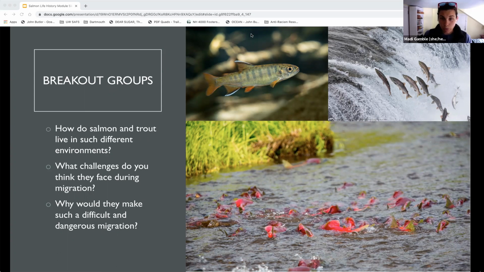Third question, why would salmon make such a difficult and dangerous migration at all? Some answers that I came up with include the following. Rivers and streams, freshwater environments, are relatively safe places for juvenile salmon to live. However, there's much less food available in freshwater than in the ocean. The ocean, on the other hand, is full of predators and really risky, but also full of energy-rich food. Salmon life history seems to be a solution to the trade-off between higher survival and low growth opportunity in freshwater, and lower survival but higher growth opportunity in saltwater.